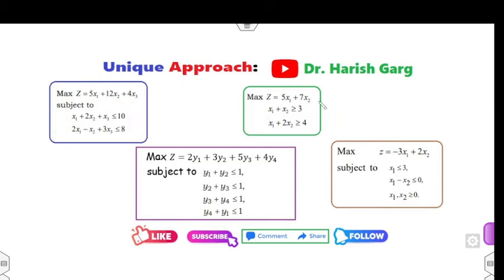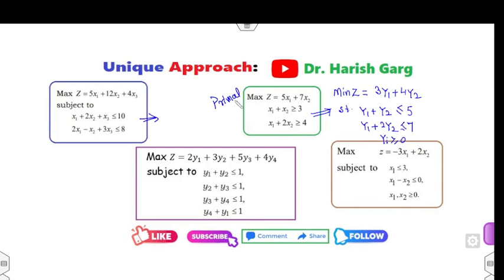Second is you can write the dual of each problem. You can write the dual easily. For example, the dual of the problem is 3y1 plus 4y2, subject to the first constraint y1 plus y2, the second one y1 plus 2y2, less than or equal to 5, less than or equal to 7, and the yi's are greater than or equal to 0. So one problem is called the primal problem, the second is the dual problem.